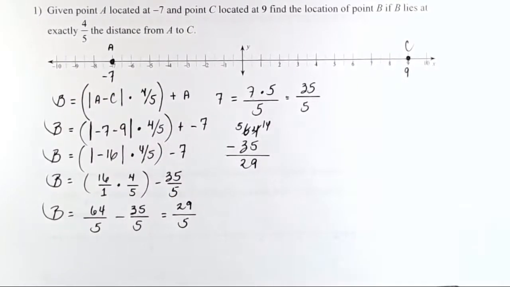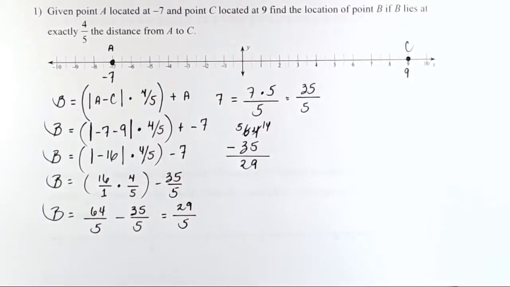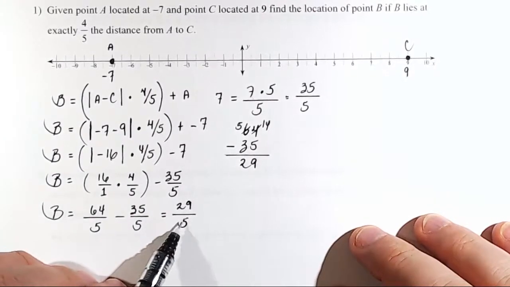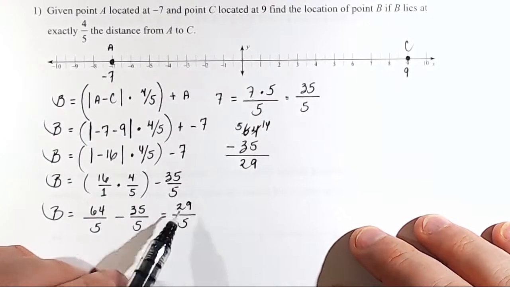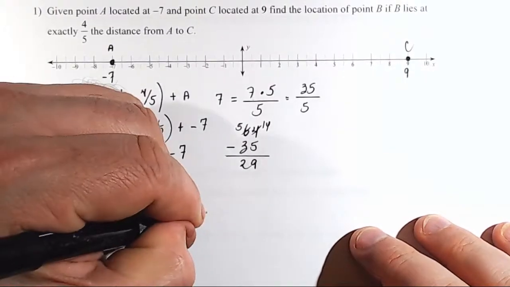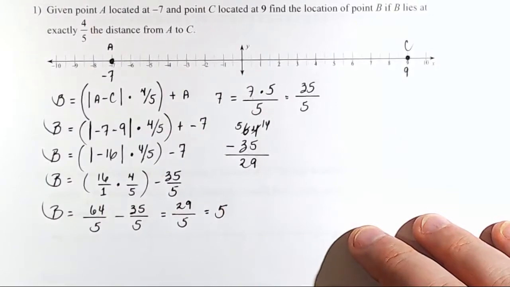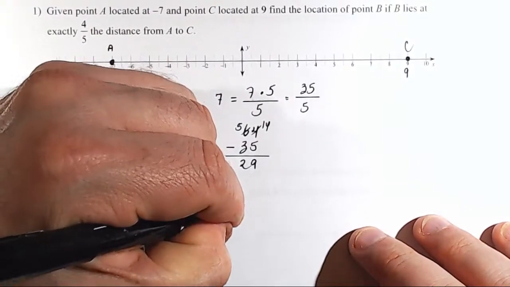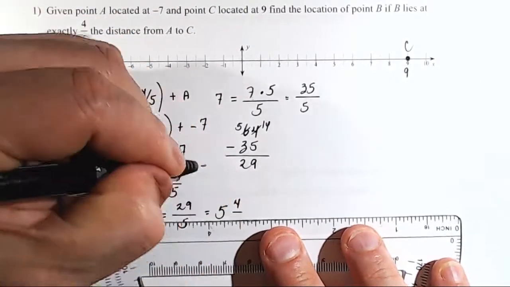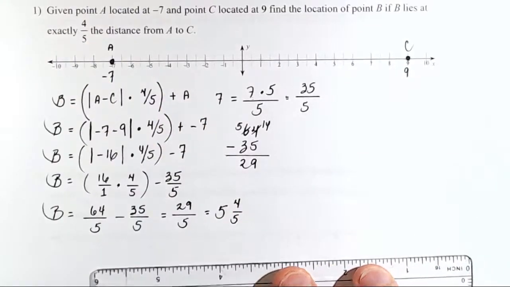Well, now we need to convert into a mixed fraction. Okay, or well, let's do both. Well, we could convert to a mixed fraction, then convert to a decimal. So how many times does 5 go into 29? Well, it goes in 5 times. Okay, leaving behind 4/5. So 5 and 4/5 is what I need.